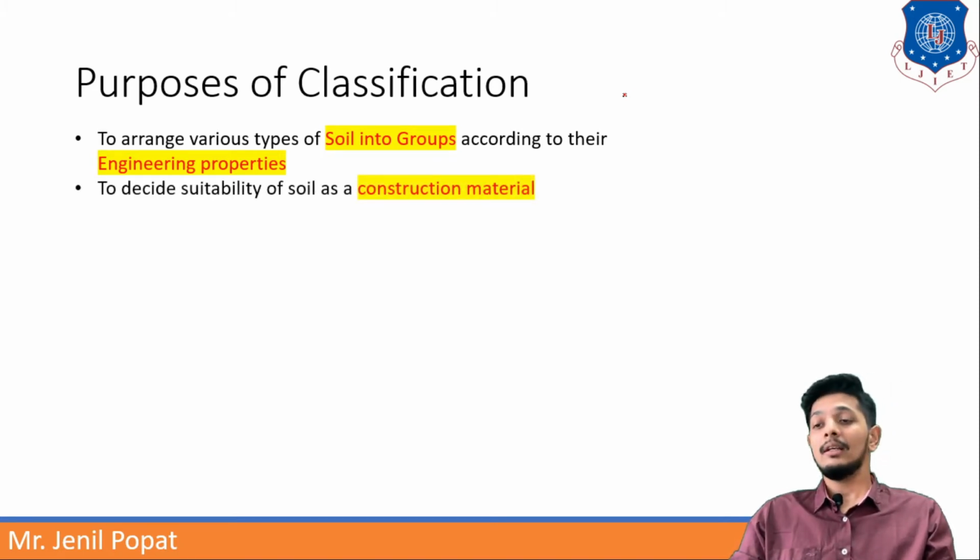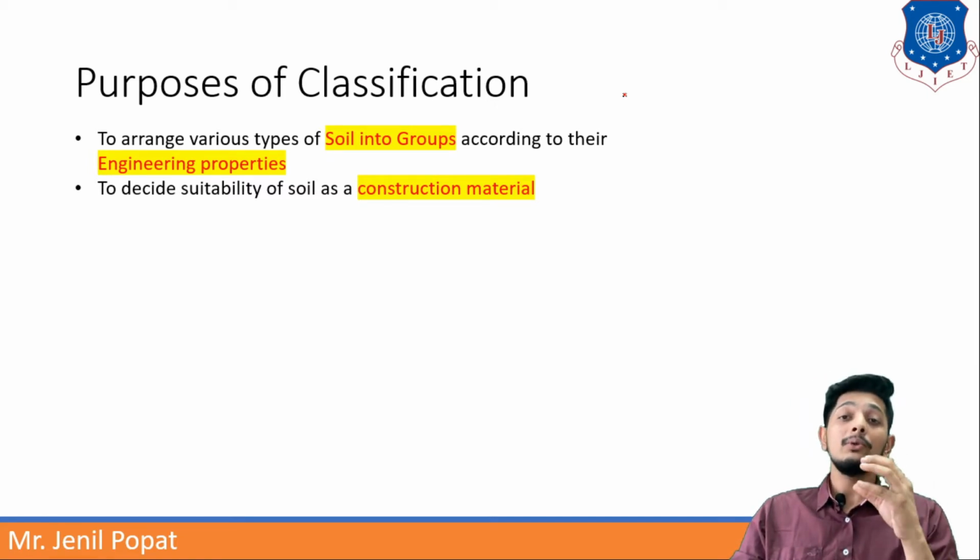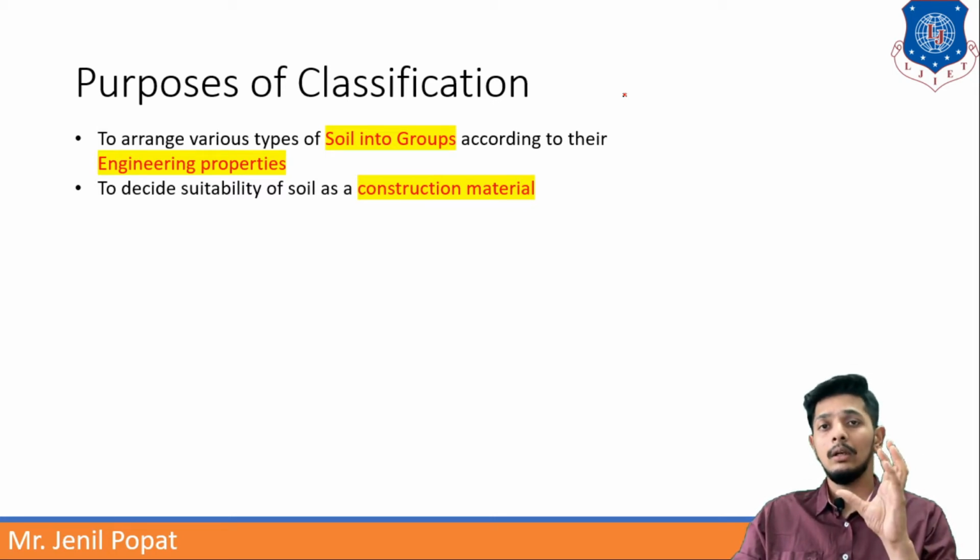Second one, to decide suitability of soil as a construction material. So, to decide if the soil is suitable for your building or not, we have to classify the soil. And for using soil as a construction material for earthwork, for example, if it is an excavated hole in which we want to add some soil or do earthwork somewhere, we need to classify the soil and then we can use it there.